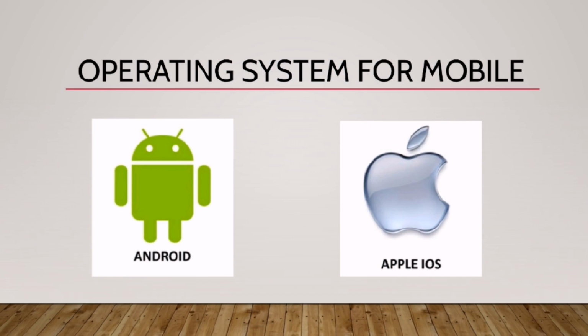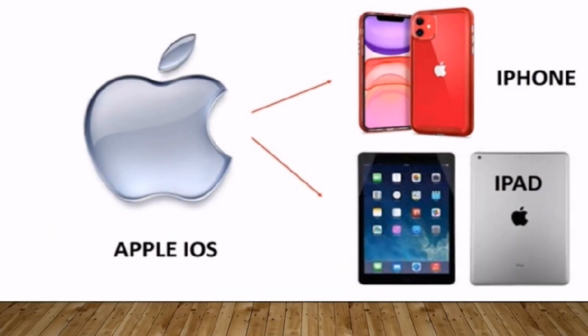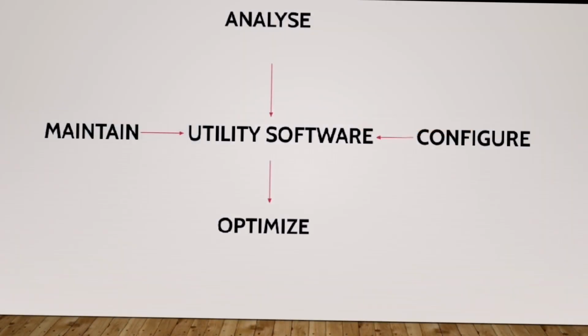Now, here are the operating systems for mobile. Android is the most commonly used system for mobile phones and tablets, while iOS is used for iPhones and iPads. Next is the utility software.